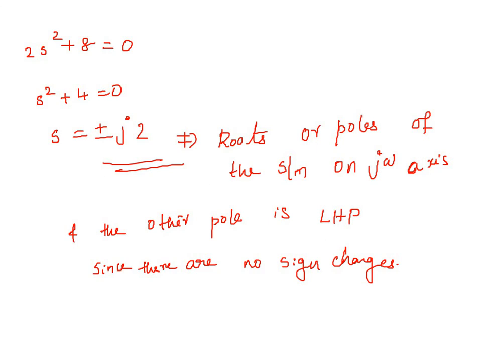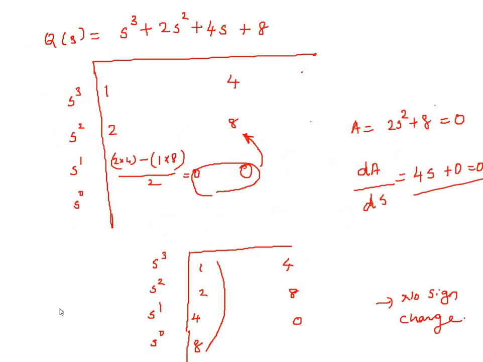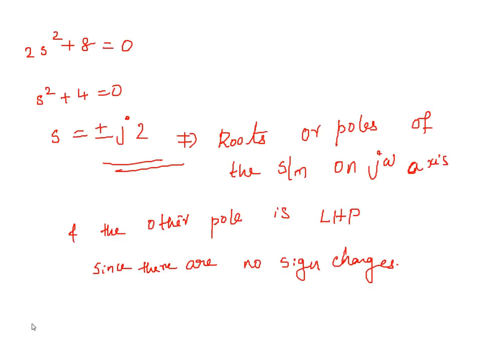Hence we can say that the system is marginally stable. Marginally stable means it is not fully stable, but it's not unstable. So the stability condition is that the system is marginally stable.